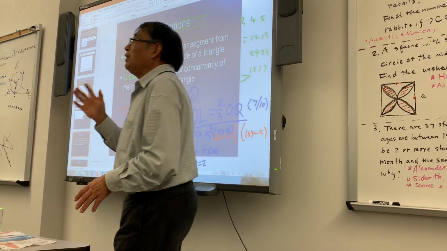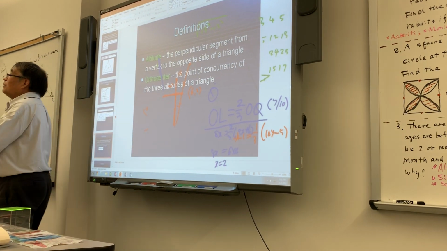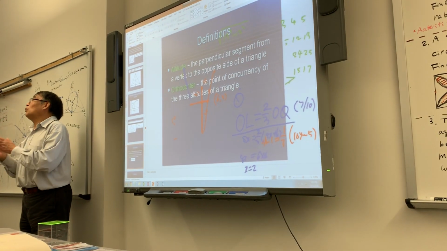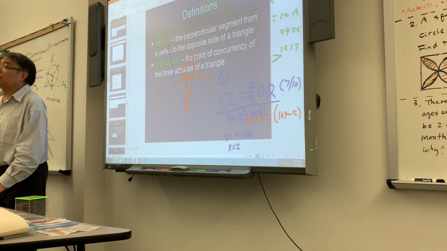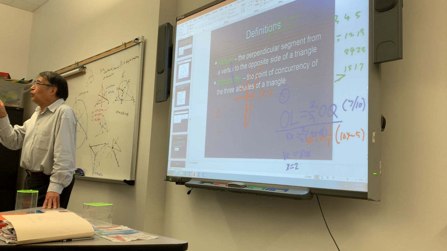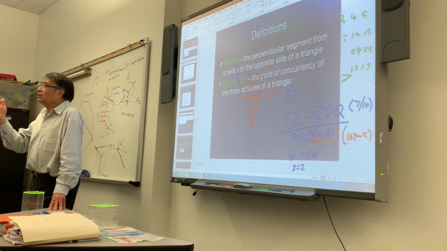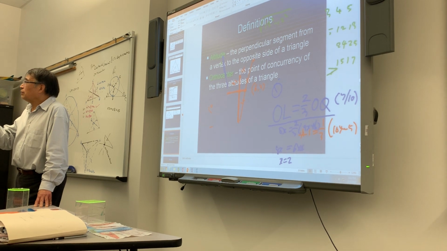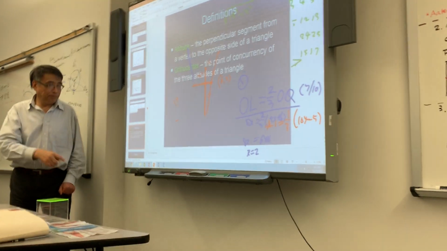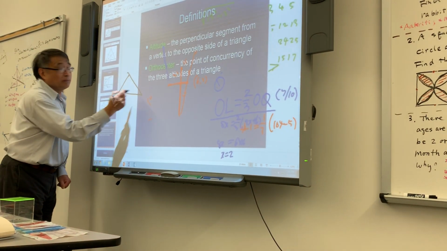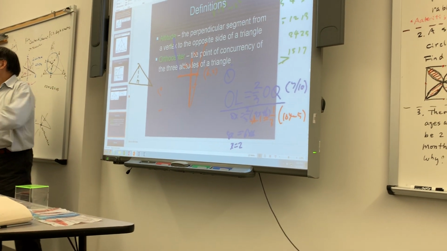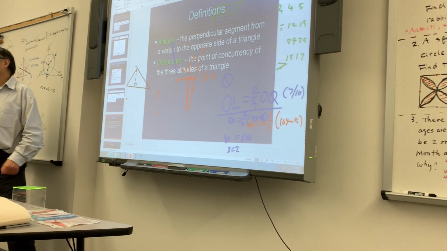Altitude. Who can tell me what is altitude in a triangle? Use your own words. Use easy words. I think altitude is too big. In a triangle, how to find the area? The perpendicular segment from the vertex to the opposite side. Nobody knows? The vertex and the opposite side, there's a perpendicular segment. So this is what? Altitude. This is the height.